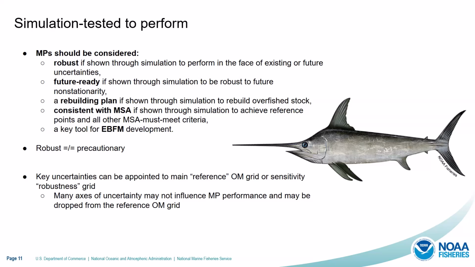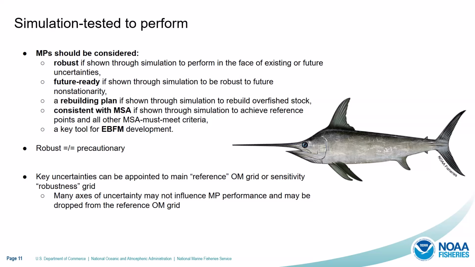And to clarify that, one comment that we hear is that there are too many uncertainties to actually do an MSE because the operating model grid would just blow out of control. Key uncertainties can be appointed to a main reference operating model grid. These are the most important uncertainties that are used to parameterize the management procedure. And sensitivity or secondary uncertainties can be characterized in a robustness grid.